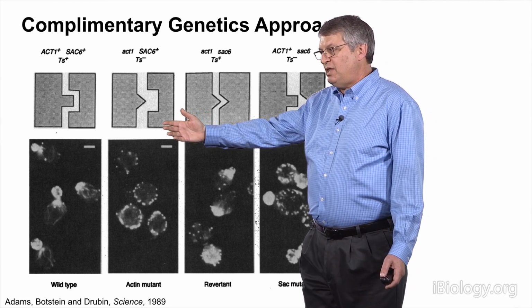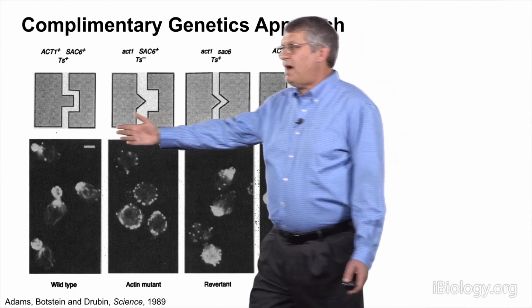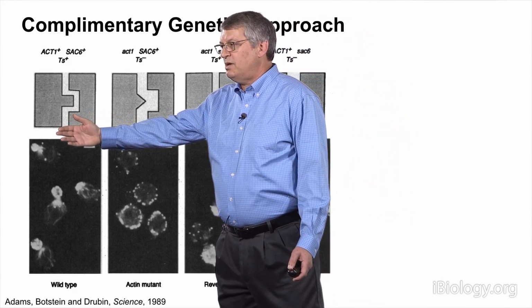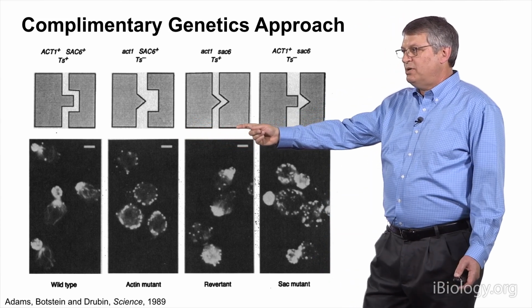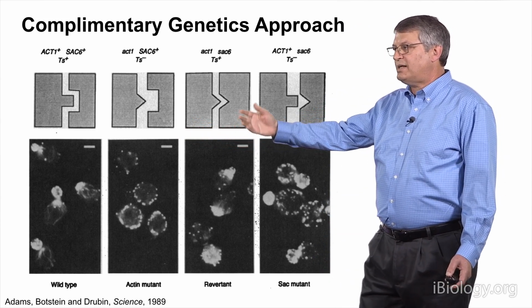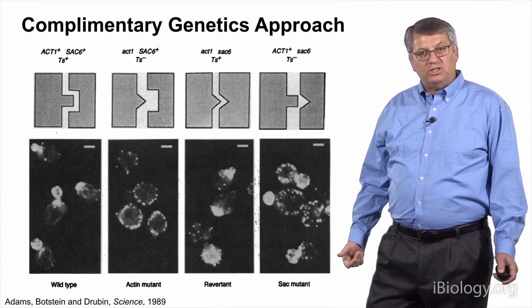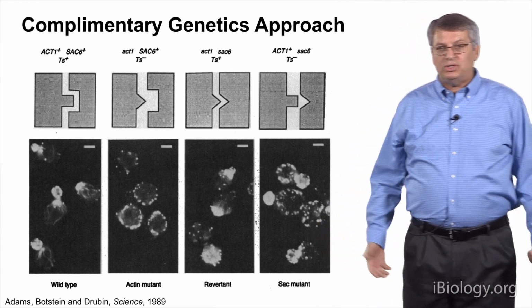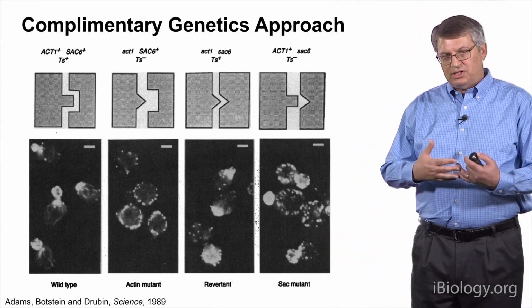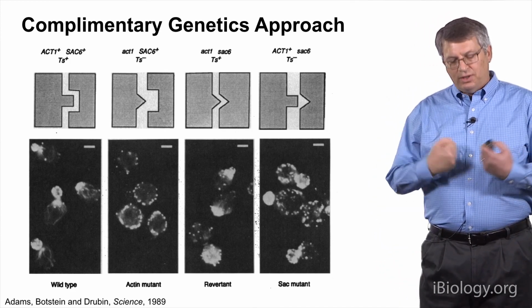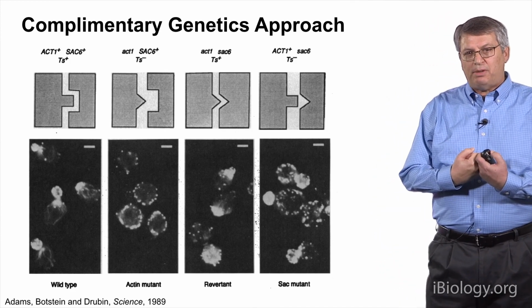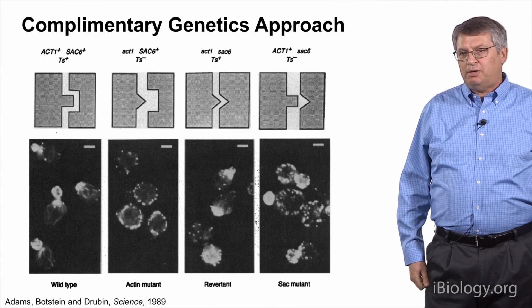But function could then be restored either by making a revertant of the actin or by getting an extragenic suppressor in another gene. And in fact, the first gene she found was the gene SAC6, which encodes yeast fimbrin. So there was this convergence between the genetics and the biochemistry. And when those two processes could both be applied to yeast, they made the system particularly powerful.